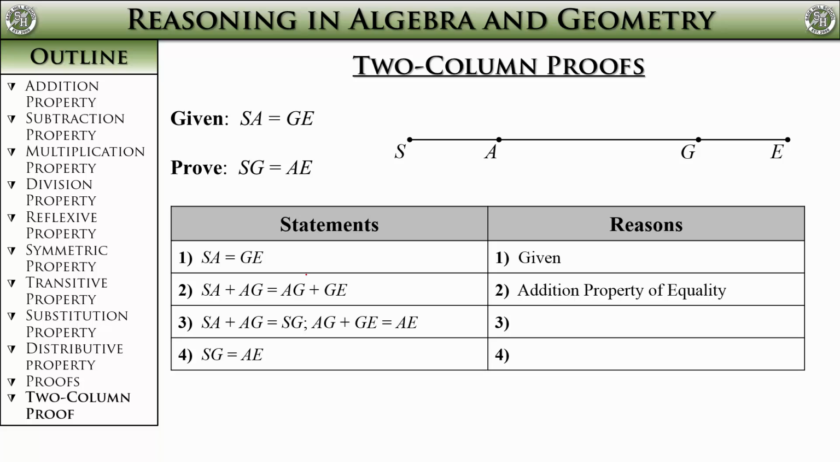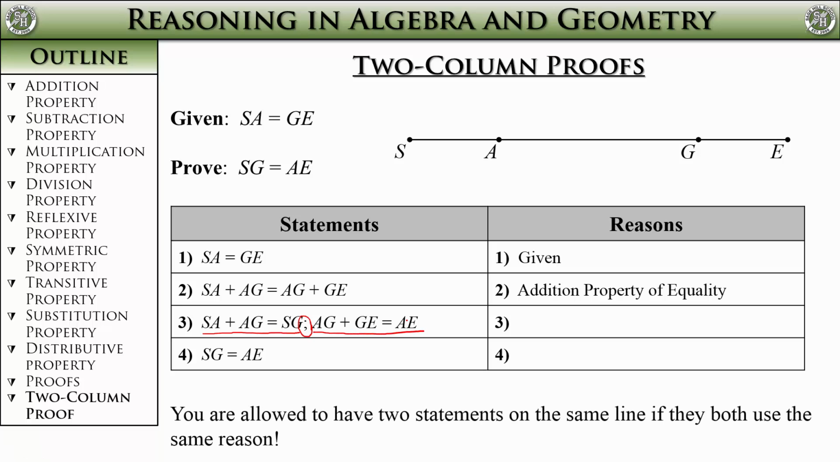Now let's look at statement number 3. You'll notice that this line actually has 2 statements on the same line separated by a semicolon, and that's okay. You are allowed to have two statements on the same line if they both use the same reason. And guess what? These two use the same reason. These two statements come from the picture.